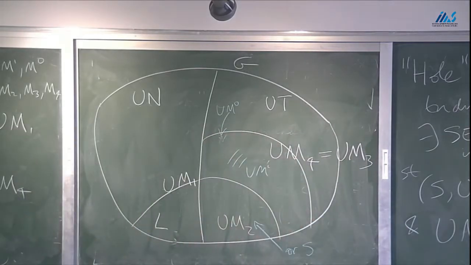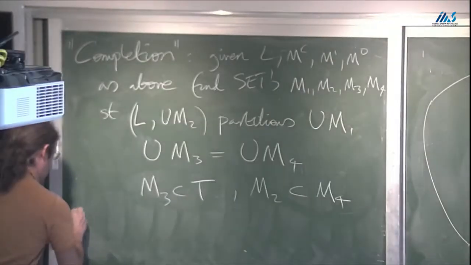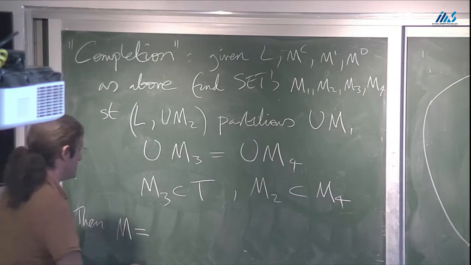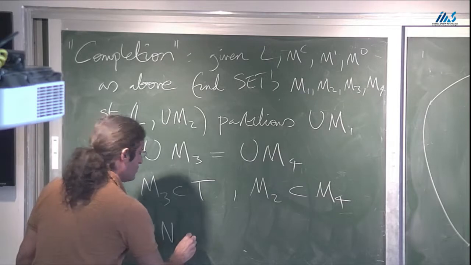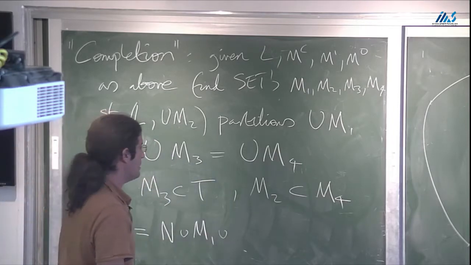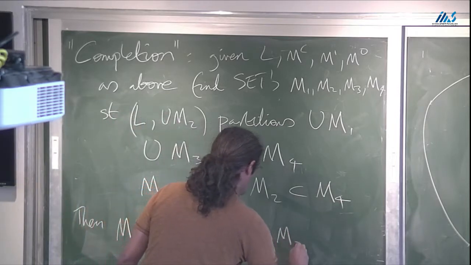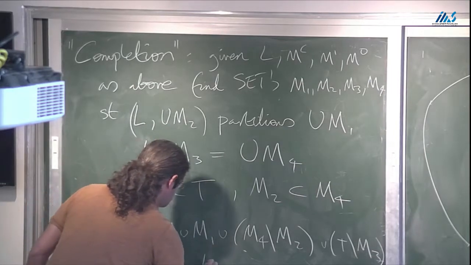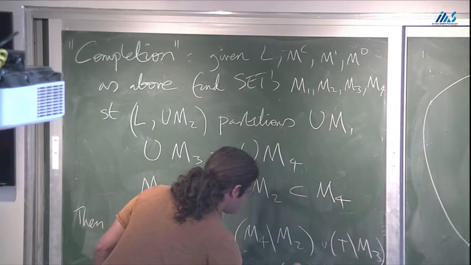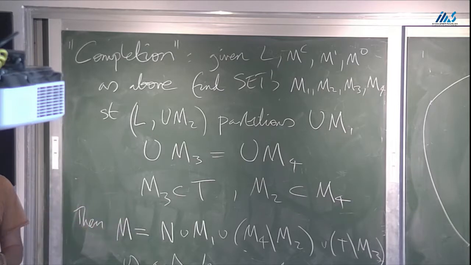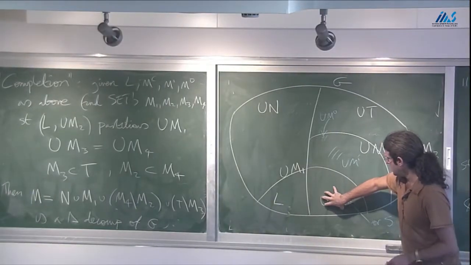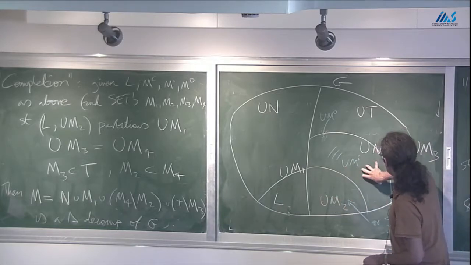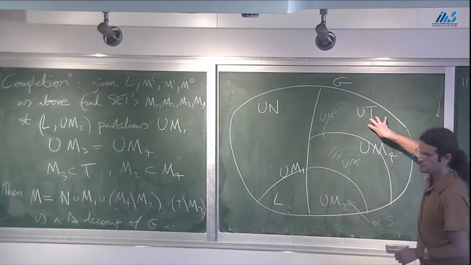So M is N union M1 union M4 delete M2 union T delete M3, is a triangle decomposition of G. So if I can find this setup, then I'm done. So I take N, I take M1, that's covered. I've covered this, I've covered this, I've covered this. I take now this in here is equal to M2, so I take M4 delete M2, I cover this, and the union of M4 is equal to the union of M3. I take T delete M3, I covered this, so everything is covered once.